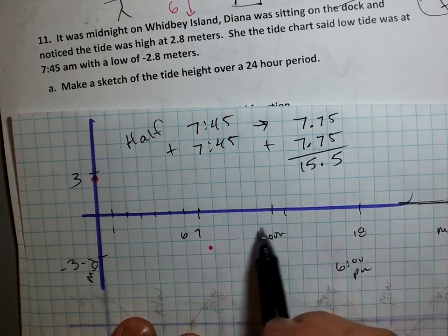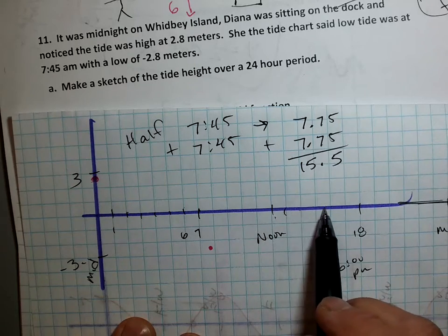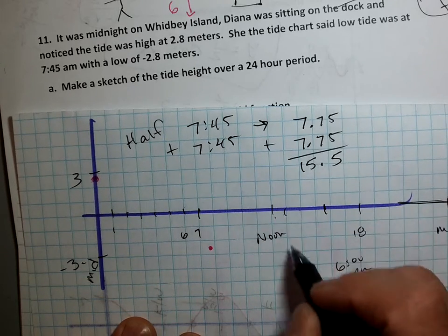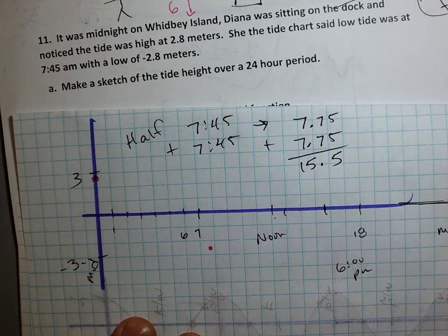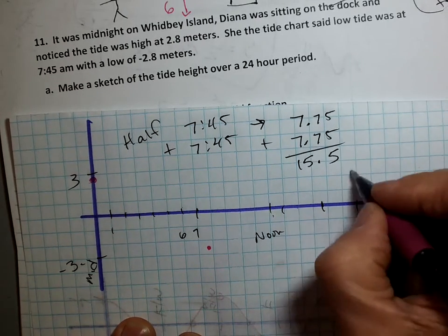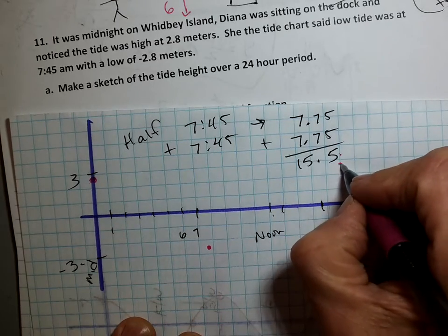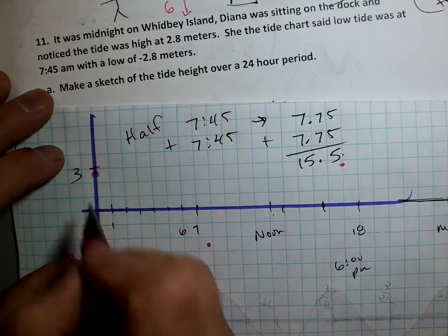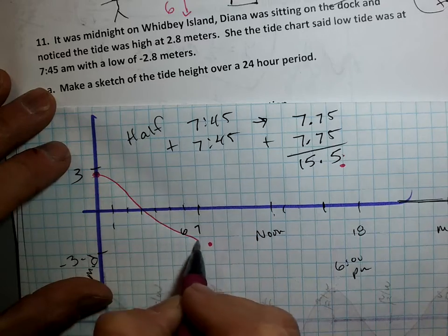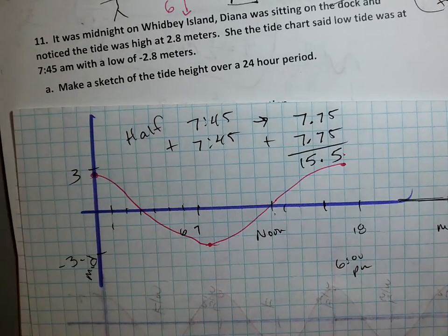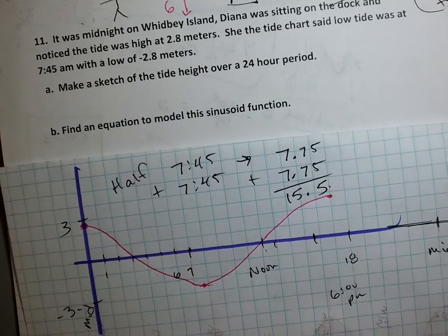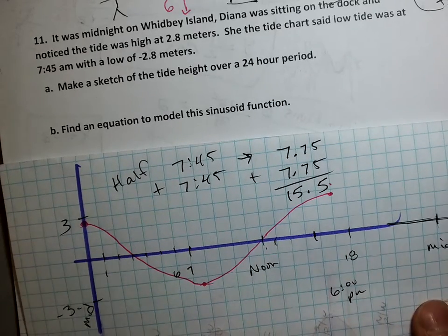Because if I go 12, 13, 14, 15 and a half, okay, that's 1 o'clock, 2, 3, 3:30. Or you could go military time. The next high tide is right there. Okay, I can sketch it in my tide problem. Okay, there we go. Okay, now I got the sketch, now the equation.